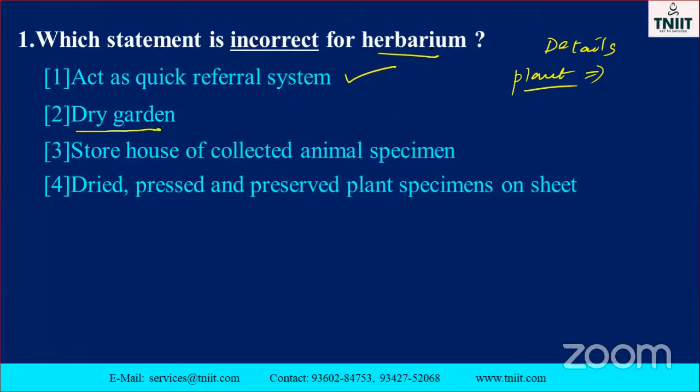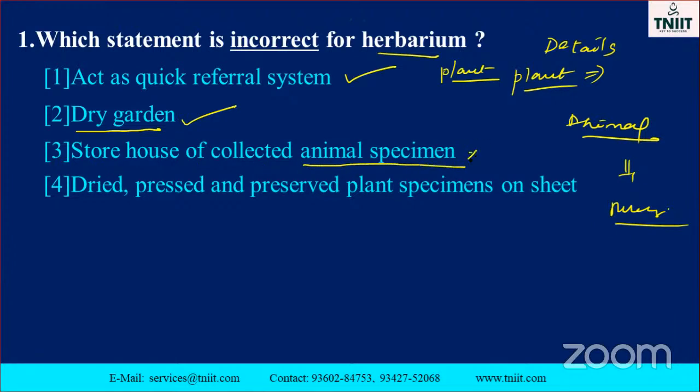What is the meaning of dry garden? The herbarium is dried, preserved plant parts of the dry garden. It's also correct. But in this category, herbarium is only for plants, not for animals. If it is animals, it is called a museum. So the storehouse of collected animal specimens is not that one. So it is the wrong answer.